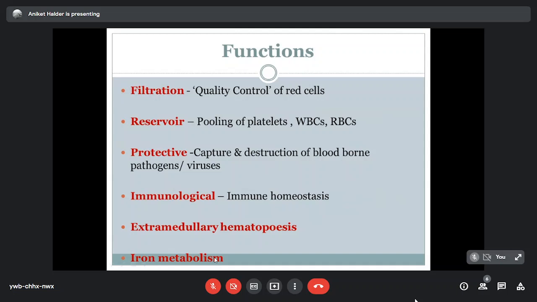This heme is picked up by the macrophages. It can be stored in the form of ferritin or hemosiderin, or it can be sent back to the bone marrow for utilization during the formation of new blood cells.